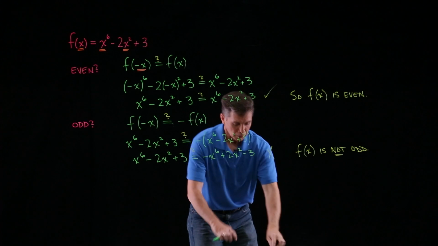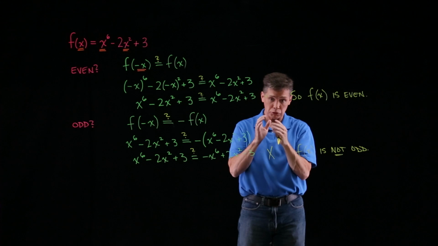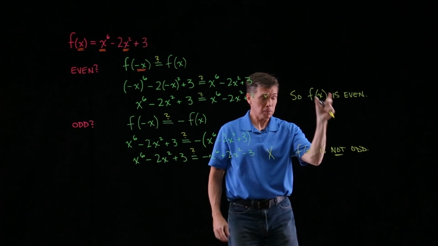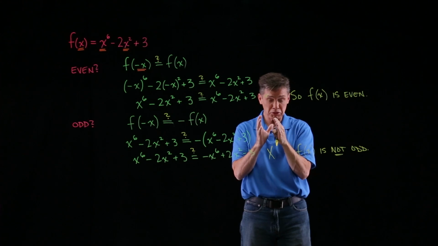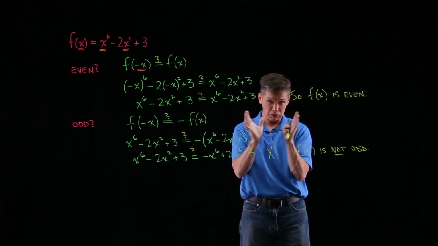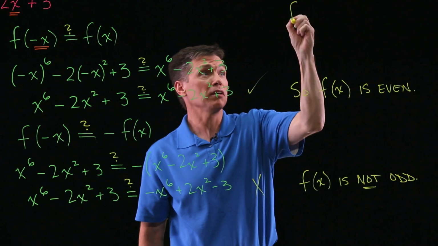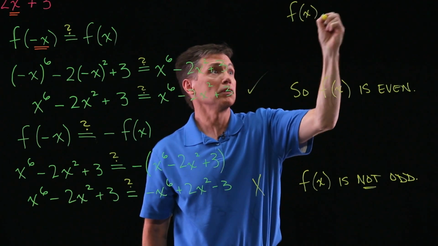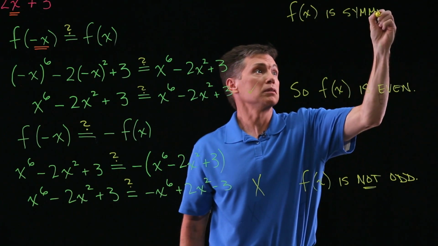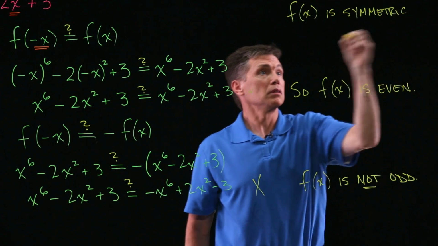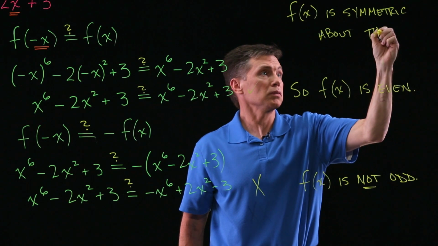Okay. All right, and to finish, they did also say something about describing the symmetry. And so if your function is even and we were to see the graph, it's going to be symmetric about the y-axis. That's where the mirror would be on the left and the right-hand side. So I'm going to say that f of x is symmetric about the y-axis.